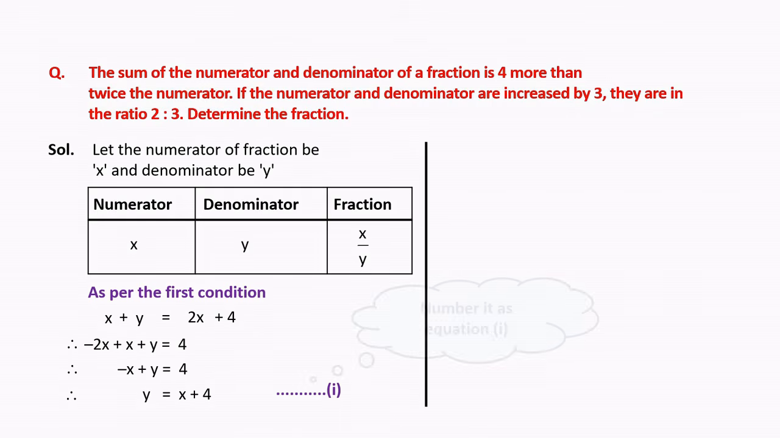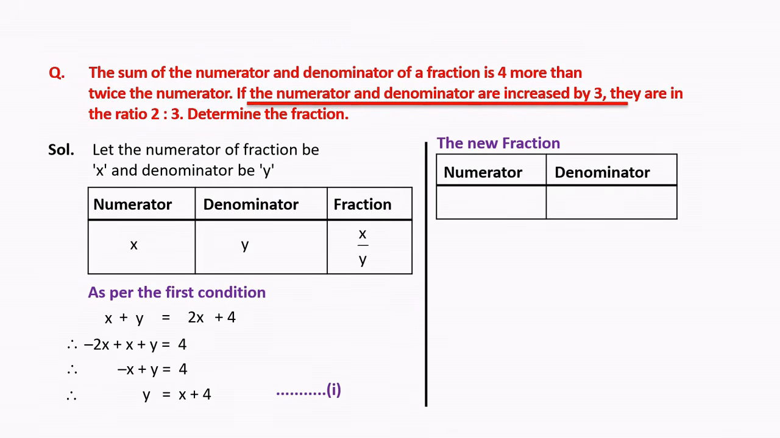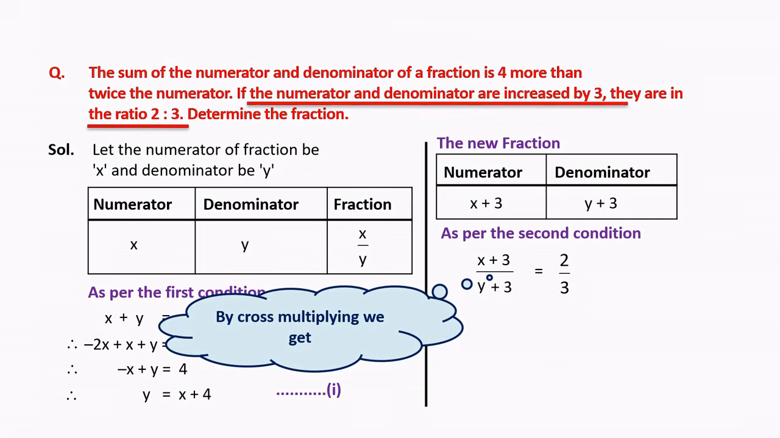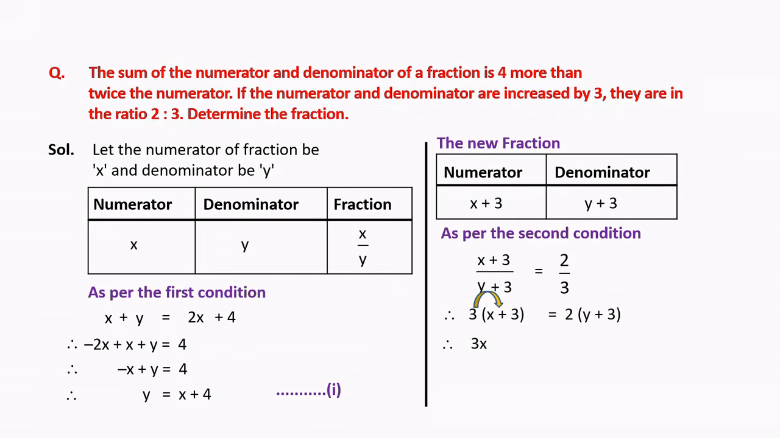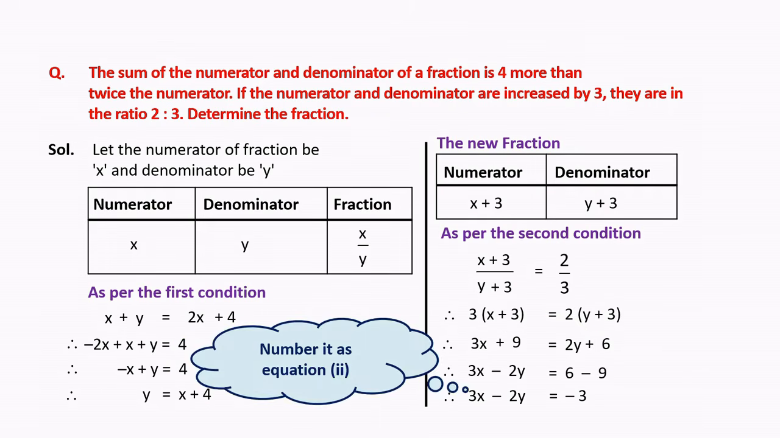Now, according to the second condition, if 3 is added to both numerator and denominator, the ratio becomes 2:3. So, we write x plus 3 upon y plus 3 equals 2 by 3. Cross multiplying, 3 into x plus 3 equals 2 into y plus 3. Expanding, 3x plus 9 equals 2y plus 6. So, 3x minus 2y equals minus 3. This is our second equation.